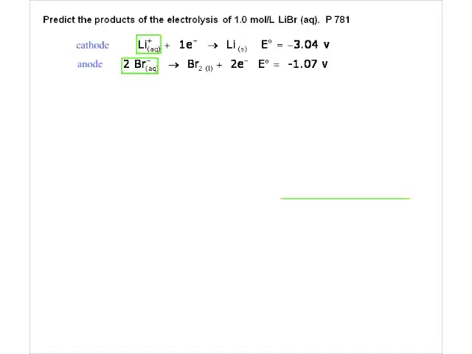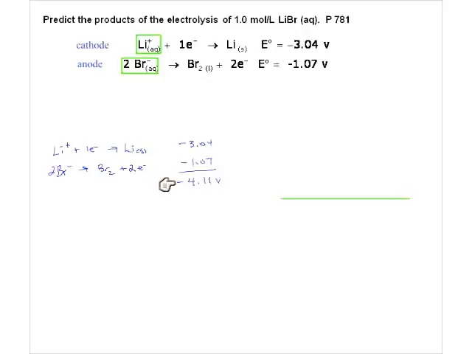So here we go. Here's an example that says, predict the products of the electrolysis of 1 mole per liter lithium bromide aqueous. Now right off the bat, you might jump to conclusions and say, okay, I've got lithium ions present, so that's going to be reduction, and I've got bromide ions present, so that's going to be oxidation. So we're asking, what's that voltage going to be? Well, if I work it out using the half-cell method, lithium is acting as the cathode, being reduced, and the bromide ions are going to lose their electrons to be the anode. That's going to take a negative 4.11 volts.